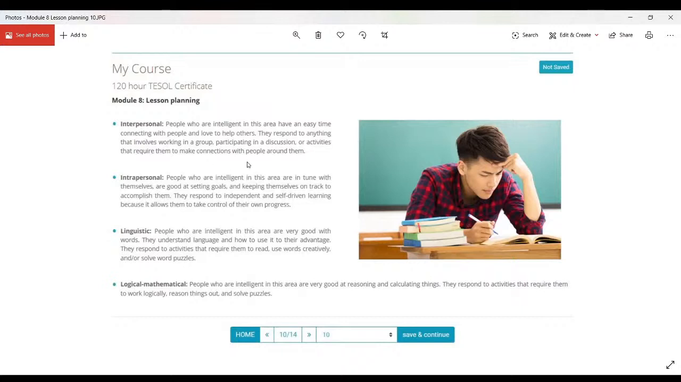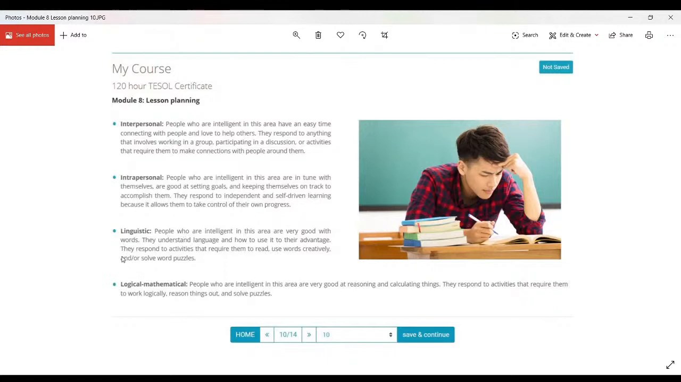Next, interpersonal. People who are intelligent in this area have an easy time connecting with people and love to help others. They respond to anything that involves working in a group, participating in a discussion, or activities that require them to make connections with people around them. Intrapersonal. People who are intelligent in this area are in tune with themselves, are good at setting goals and keeping themselves on track to accomplish them. They respond to independent and self-driven learning because it allows them to take control of their own progress.